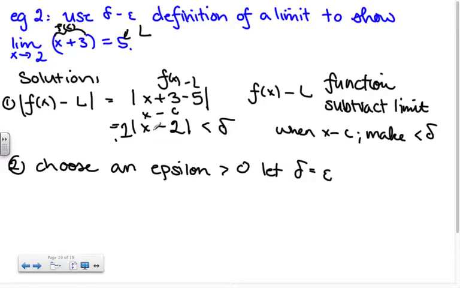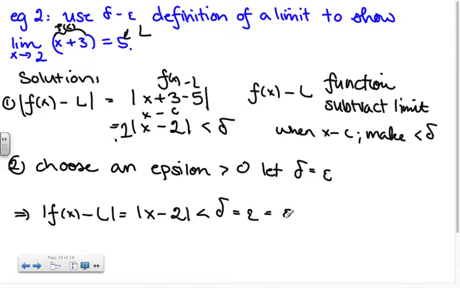So I'm going to let my delta equal epsilon. Thusly, as such, I can therefore say the absolute value of f of x subtracted from its limit is equal to the absolute value of x minus 2, which is less than delta, which is equal to epsilon.